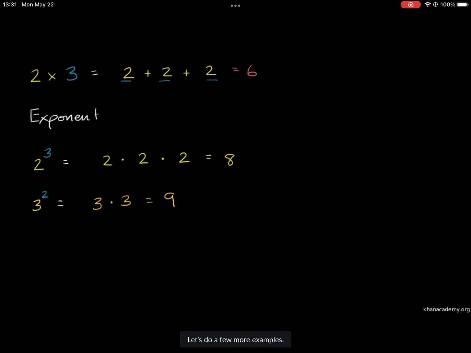Let's do a few more examples. What is, let's say, 5 to the fourth power? What you'll see here is this number is going to get large very, very fast. So 5 to the fourth power is going to be equal to multiplying 4 5s. So 5 times 5 times 5 times 5. Notice we have 1, 2, 3, 4 5s, and we are multiplying them. We're not adding. This is not 5 times 4. This is not 20. This is 5 times 5 times 5 times 5.